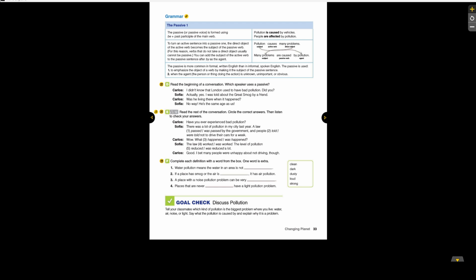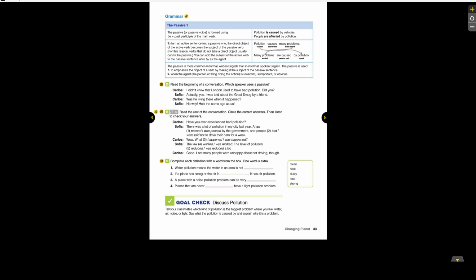The passive is used to emphasize or to show the object of a verb by making it the subject of the passive sentence. Number two is a little bit clearer. The passive is used when the agent, or the person or thing doing the action, is unknown, unimportant, or is obvious. We know. So they just changed it to the passive.